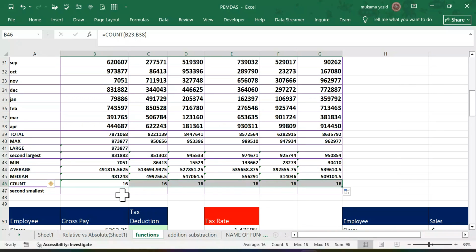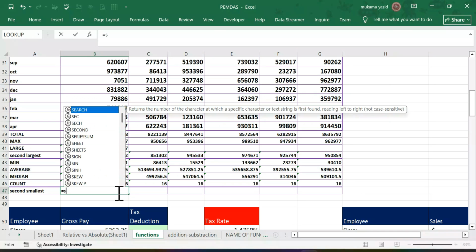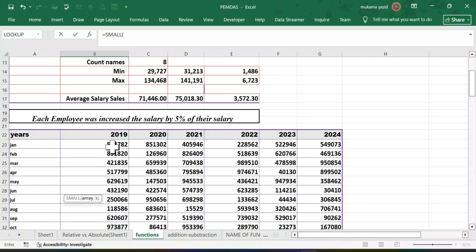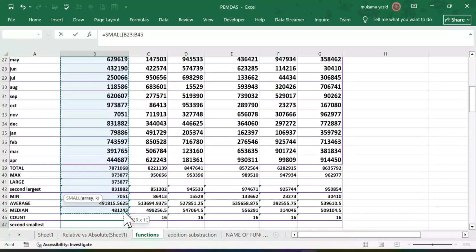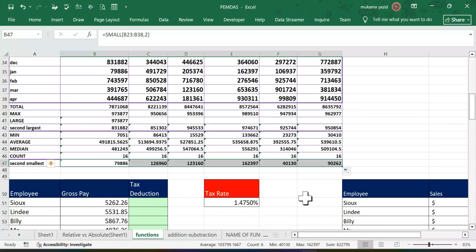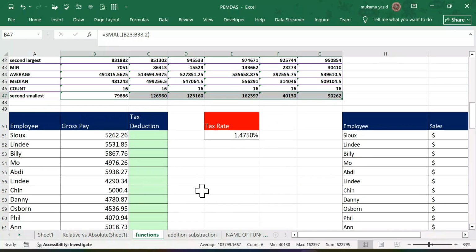Then second smallest, use the SMALL function, select it, select this array, the array, then comma, then 2, because they want the second smallest. So you press enter, obviously you get the answer. Then I think they are done.